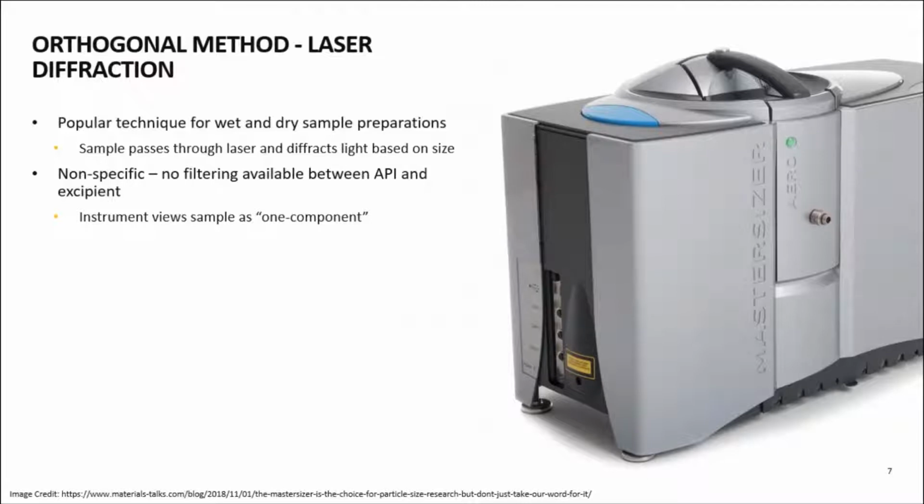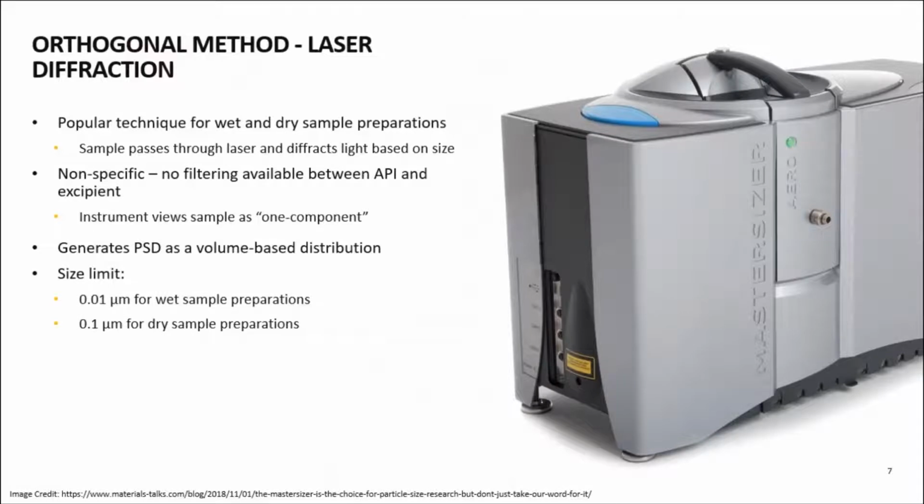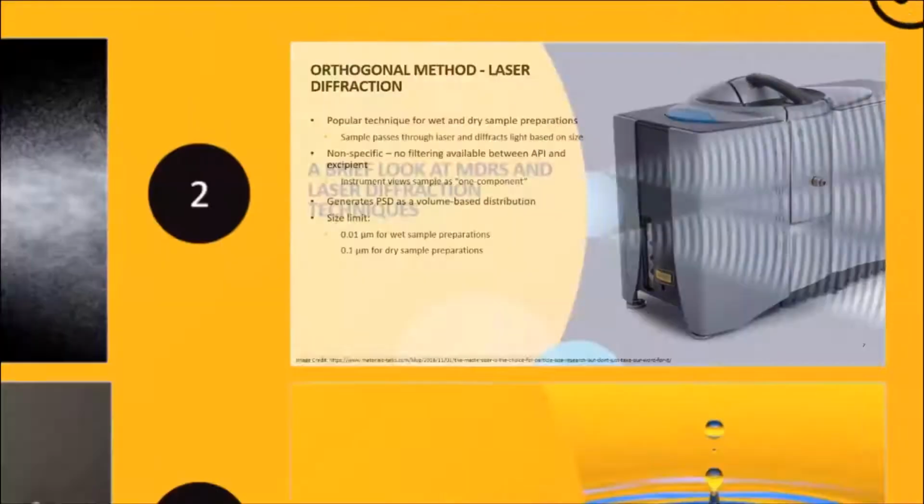single component. From this, we get a volume-based particle size distribution, and the big benefit of using this method is our size limit is much lower. It's 0.01 microns for wet and 0.1 for dry sample preparations. And compared to the MDRS, this gives a wider but less focused view of the sample.